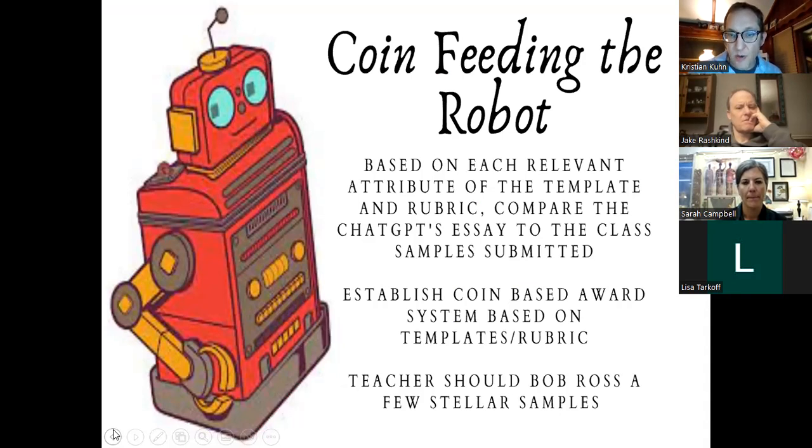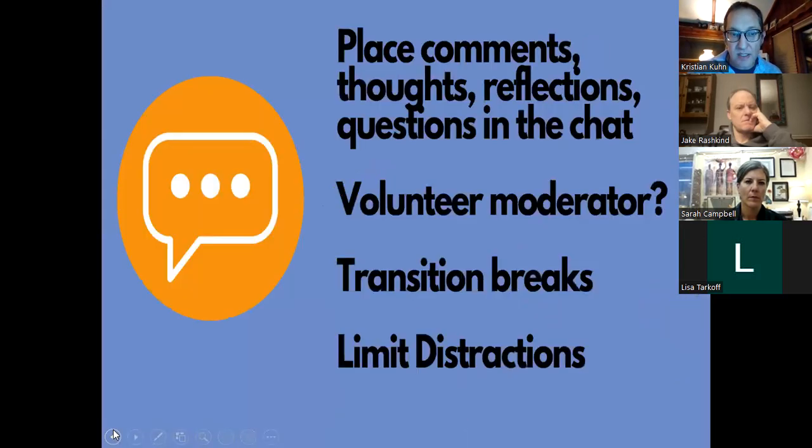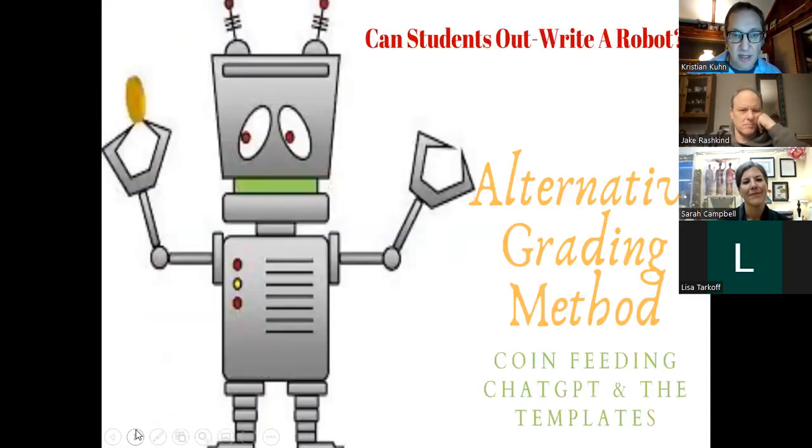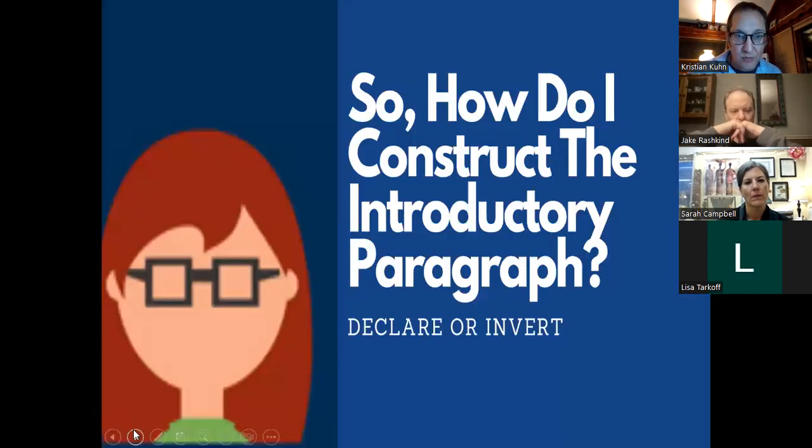So I established this coin-based award system based on my templates and rubrics. And I did a lot of Bob Rossing for my students on how to write this essay. Across the room on desks, I just made little stations where I laid down introductions. My students had these coins. I just laminated them, cut them out in little circles, and laminated them. Next to the introduction that they read, they needed to write down where they thought the grade was headed. Great way to really get students to take a look at a lot of writing.